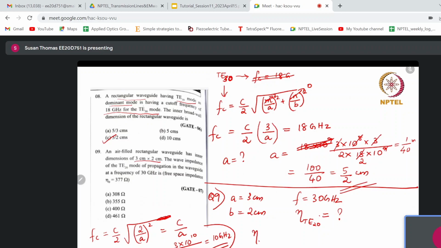Now how do we find eta TE for that mode? Eta naught divided by square root of 1 minus (FC by F) the whole square, where F is the operating frequency 30 gigahertz and FC is the cutoff frequency 10 gigahertz. We know eta naught is 377 ohms. If you substitute all these and calculate, you will get 400 ohms. So the option is option C.